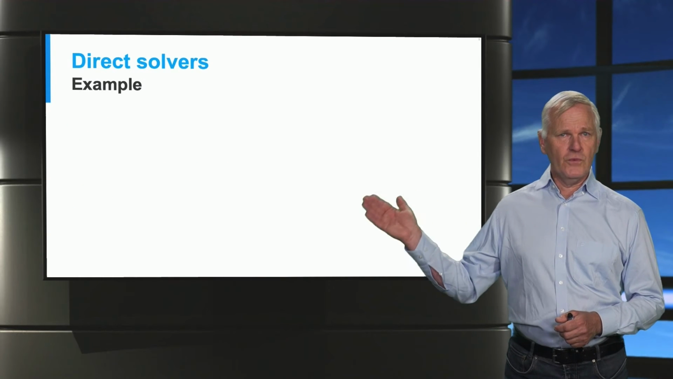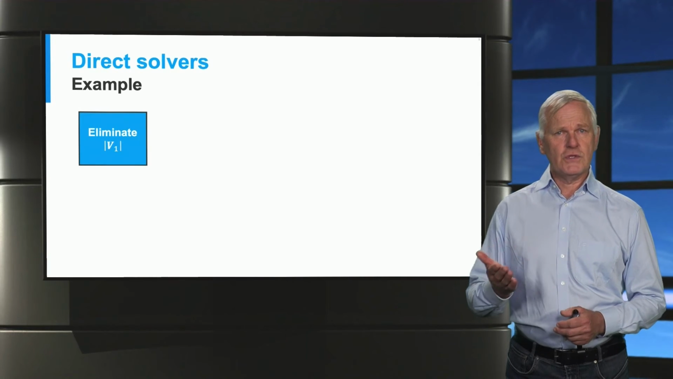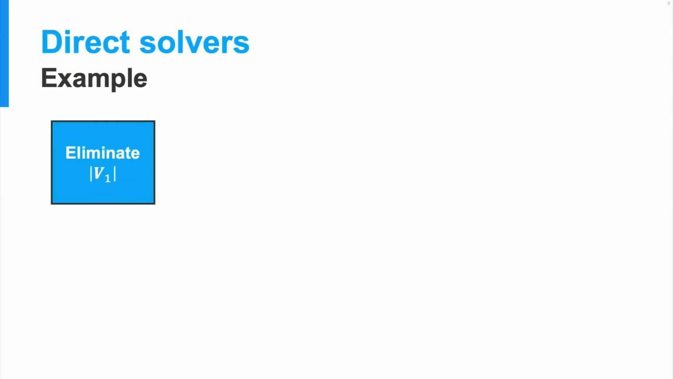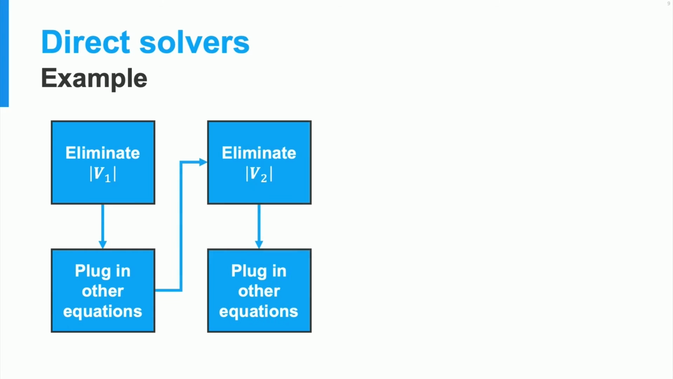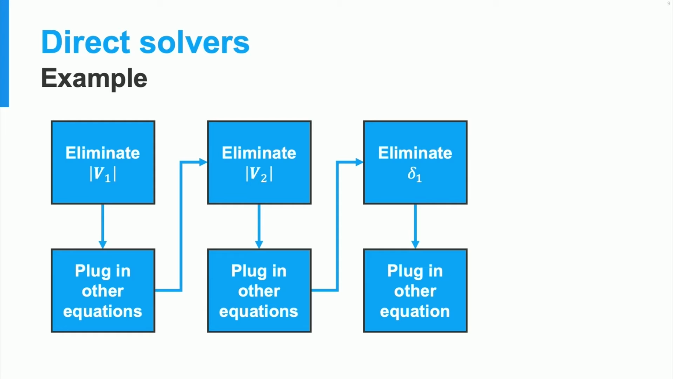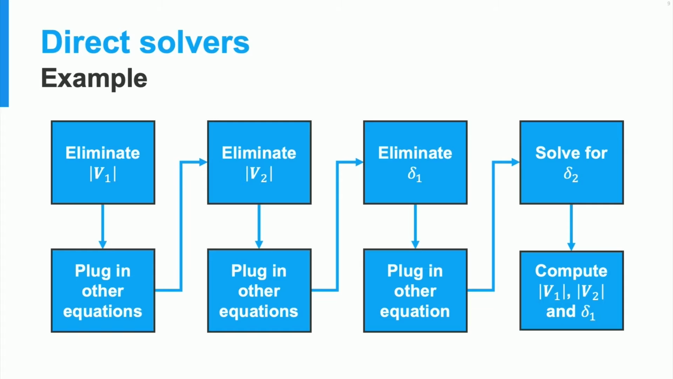The simple system of 4 equations with 4 unknowns will be solved as follows. First, one variable is eliminated, for instance V1. This is then put in the other equations. We repeat this for V2 and delta 1, and we end up with only one variable, delta 2. We can solve for this variable and compute the rest.